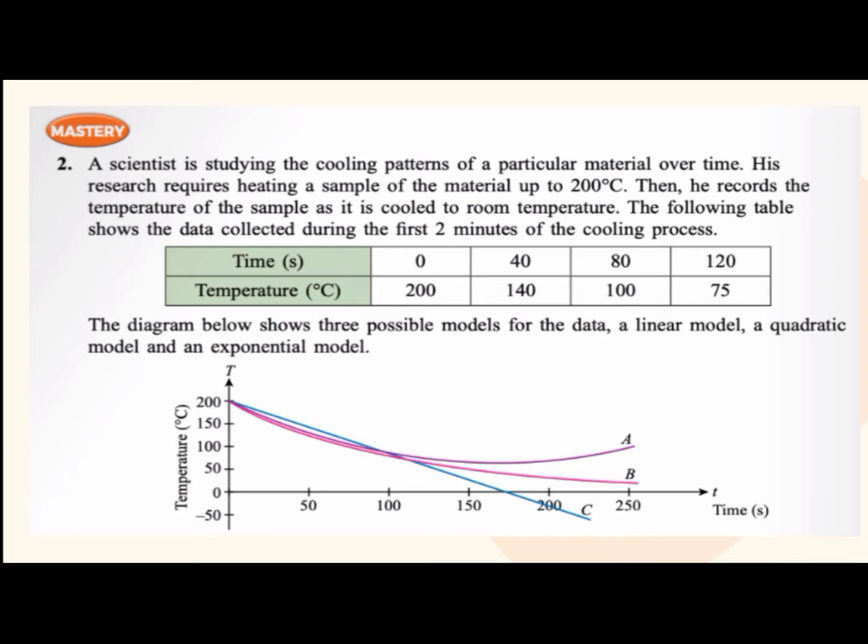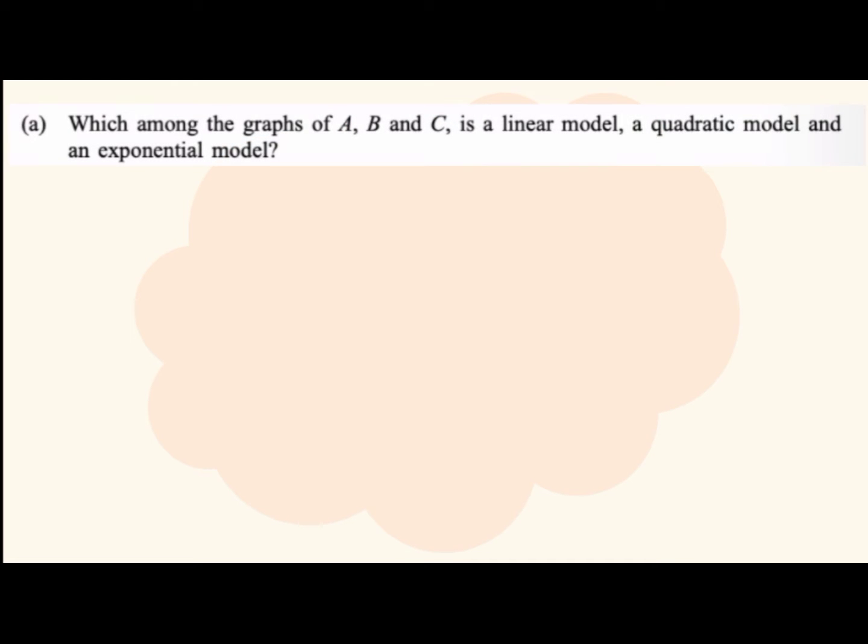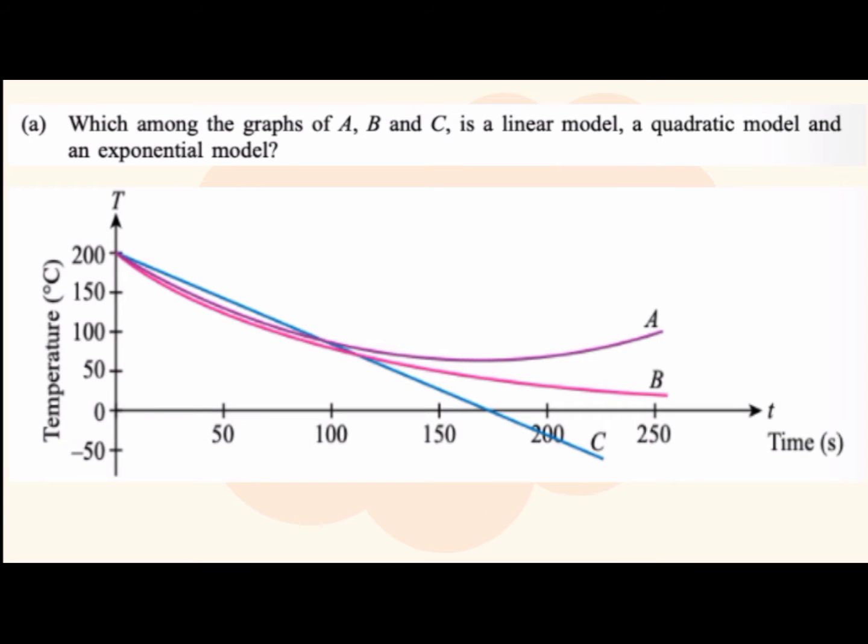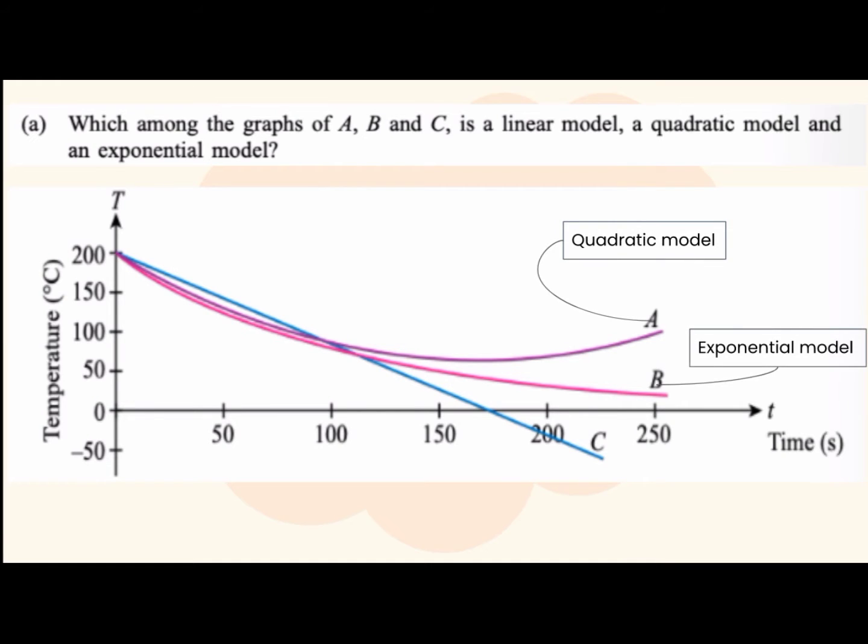The diagram below shows 3 possible models for the data: a linear model, a quadratic model, and an exponential model. For question A, which amongst the graph of A, B, and C is a linear model, a quadratic model, and an exponential model? A is the quadratic model, B is the exponential model, C is the linear model.